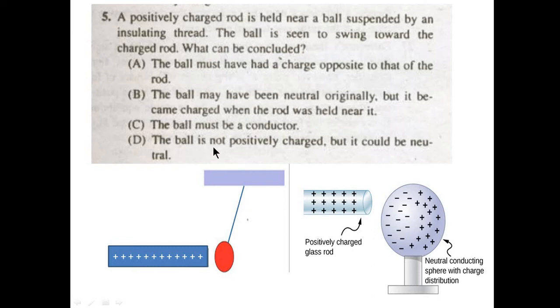The next one is the ball is not positively charged, but it could be neutral. Yes, it could be neutral, and then it could swing towards it. So option D is the correct option.